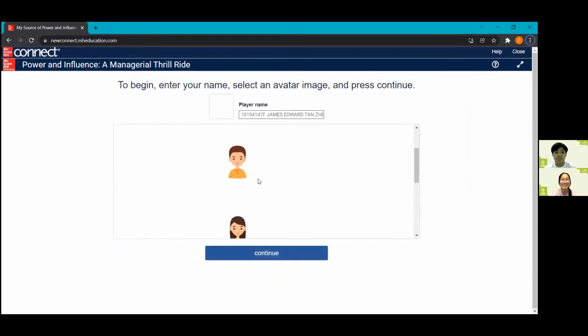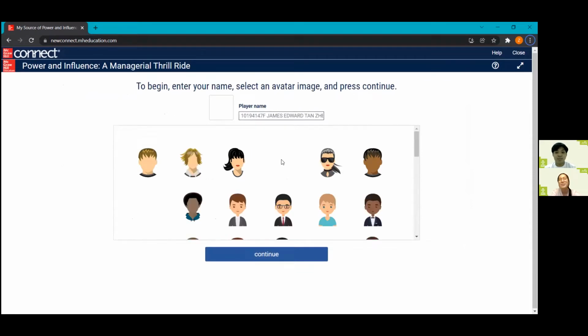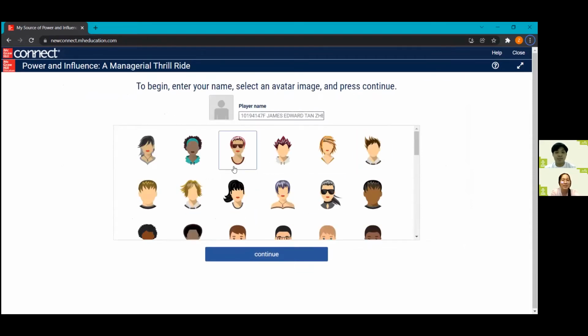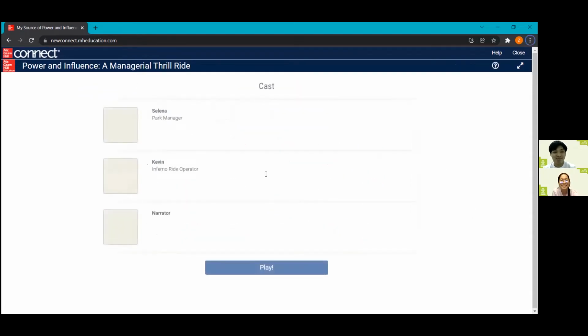All right, let's go. So here we can choose a little avatar to represent ourselves. So for James, I feel like the top right-hand corner one suits the most. Yes, Yushan, you really know me. So you can see that Selena is the park manager, Kevin is the Inferno ride operator, and we have the narrator. So let's play.